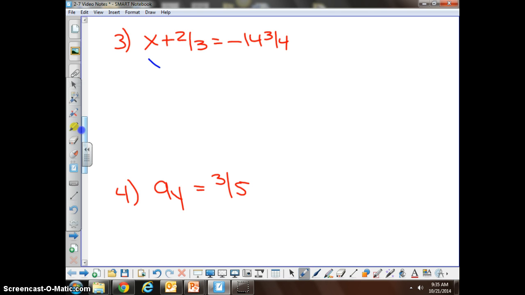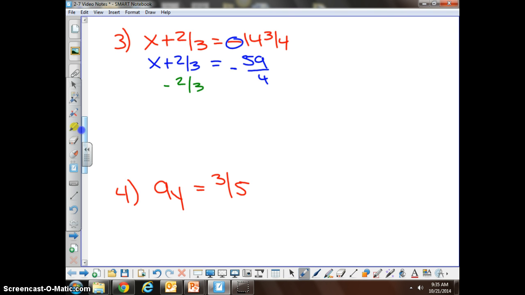So I'm going to rewrite my problem as x plus 2/3, all good there, equals whatever negative 14 and 3/4 is as an improper. 14 times 4 is 56, plus 3 is 59. We have 59/4. Don't forget the negative, negative 59/4. Now we can go ahead and isolate our variable or get it alone. How are we going to get the variable alone? We are going to subtract 2/3.